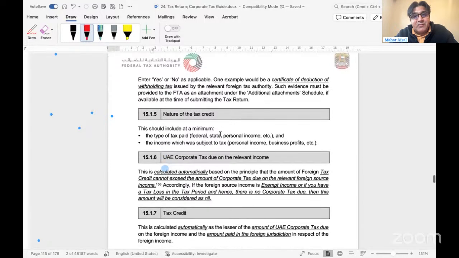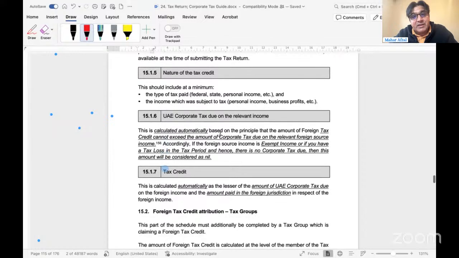The nature of the tax credit: withholding tax, normal corporate tax. What is the nature of the tax credit that you want to take? As I mentioned, you cannot take inheritance tax, VAT, property tax, fines, penalties. You cannot take foreign tax credit for these. This is the reason they're asking what is the nature of the taxes that you have paid outside the UAE in the respective jurisdiction.